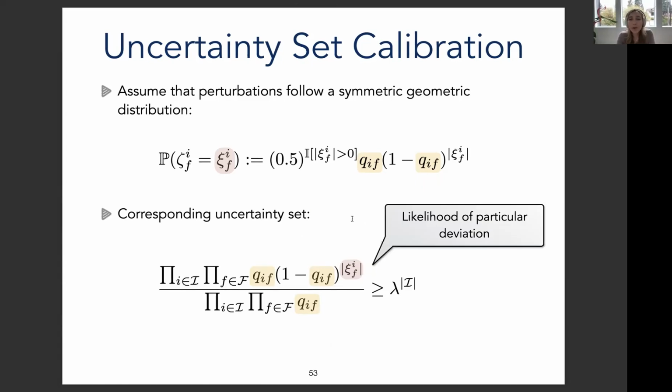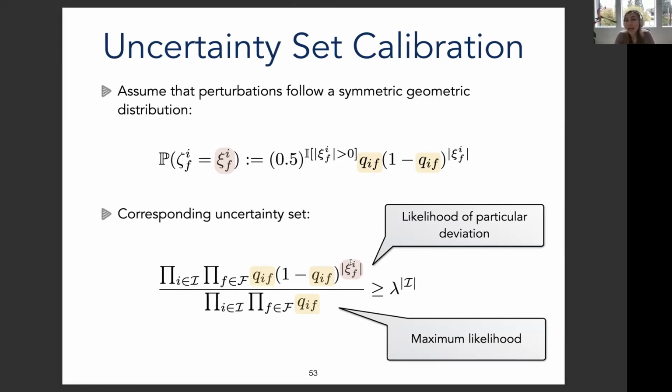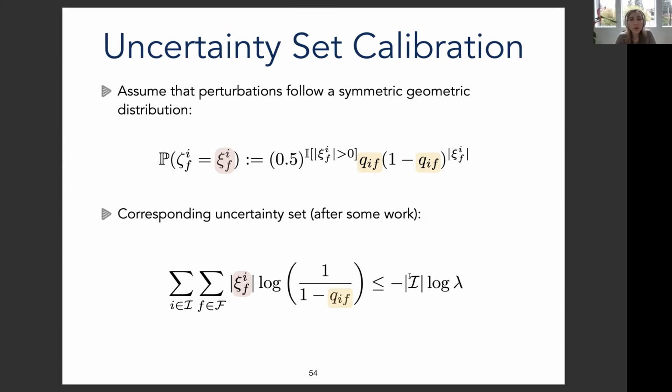This says that in the numerator, we have the likelihood of a particular deviation, C. In the denominator, we have the likelihood of the maximum likelihood realization. Here we say we want to hedge against all realizations, C, that are within lambda of this maximum likelihood. The reason why we have the power here is just for normalization across data sets where some may have more or fewer data points. After a little bit of work, we obtain an uncertainty set in the form I highlighted earlier, where this parameter gives me the gamma, the unit cost of perturbation, and this right-hand side gives me the epsilon. There are ways to generalize these to categorical features, to features that are integer but bounded, to binary data and whatnot. I will not bore you with this, but the idea is the same.